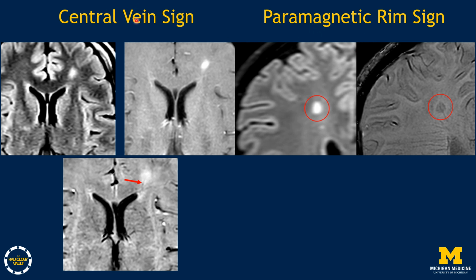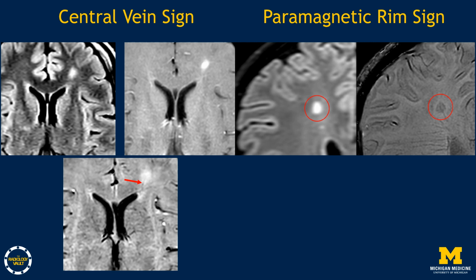The central vein sign is nicely shown in this example, where we have a left prefrontal white matter FLAIR hyperintense enhancing lesion that on the susceptibility weighted image shows the presence of a vein in the center of the lesion. This feature represents the perivenular distribution of the inflammatory process, which is characteristic of the pathophysiology of multiple sclerosis.